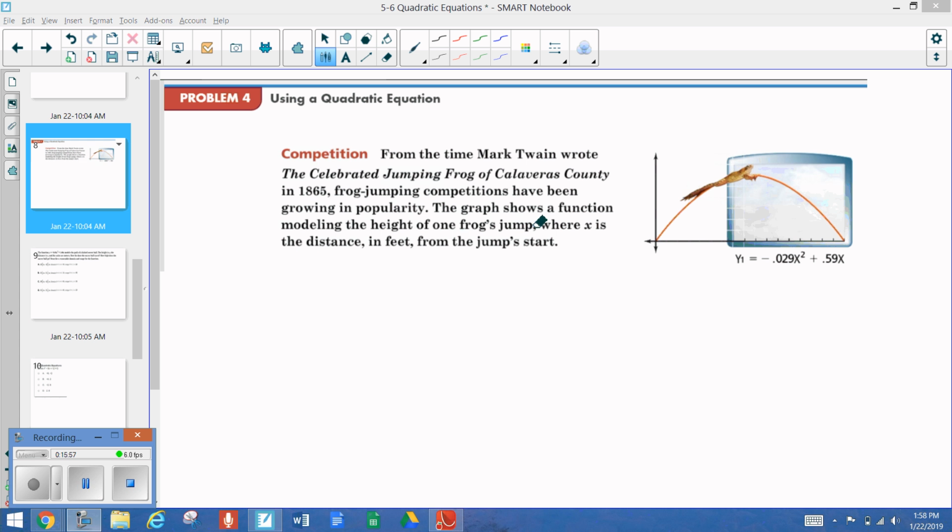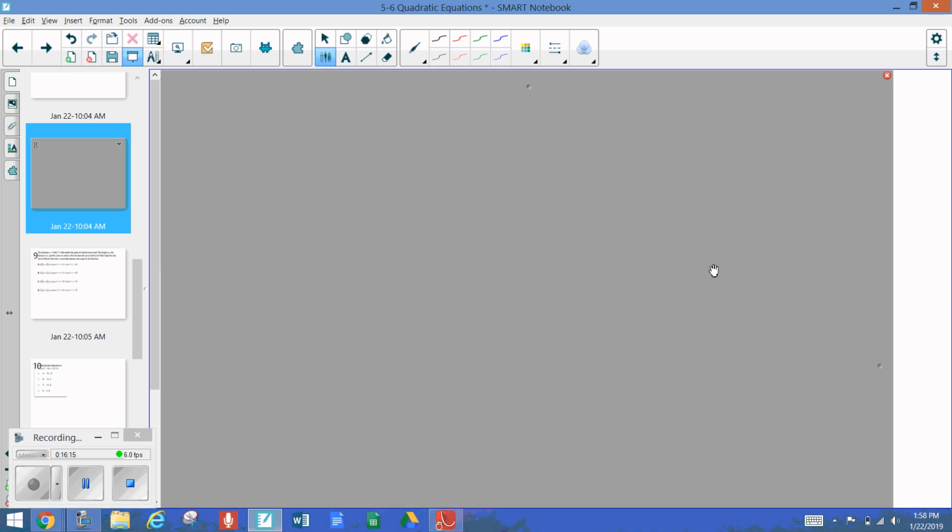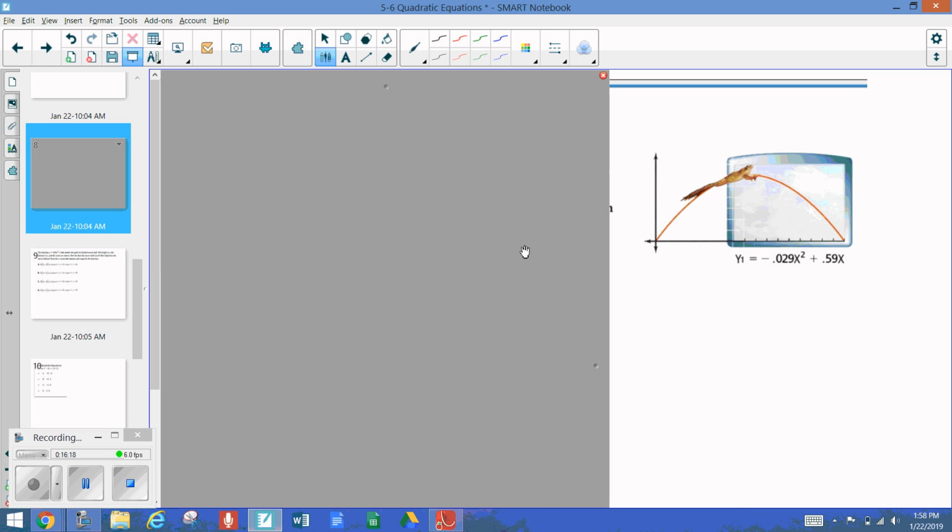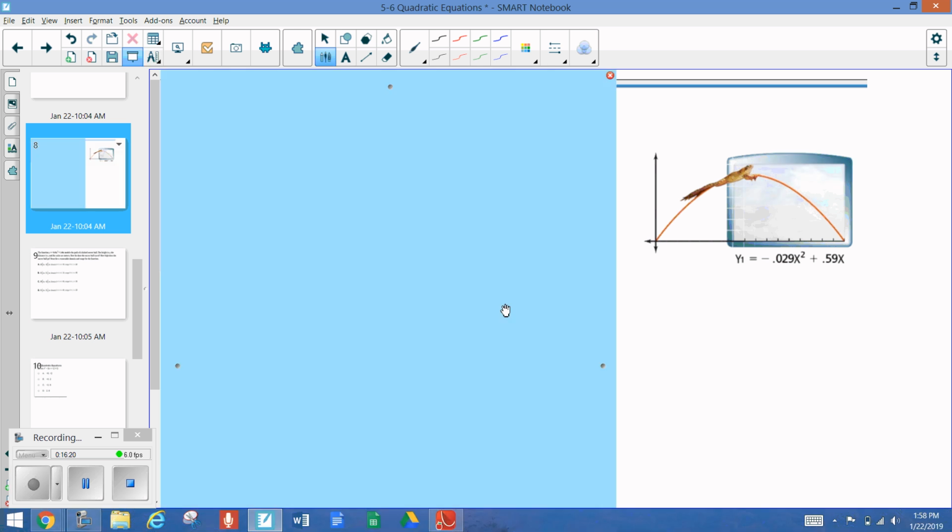So the graph shows a function modeling the height of a frog's jump, where x is the distance from the jump start. So what could be the question? Let me close it. All right, what could the question be? What can they ask you? How far? Perfect. How far? Which value will tell you how far he's going to jump?